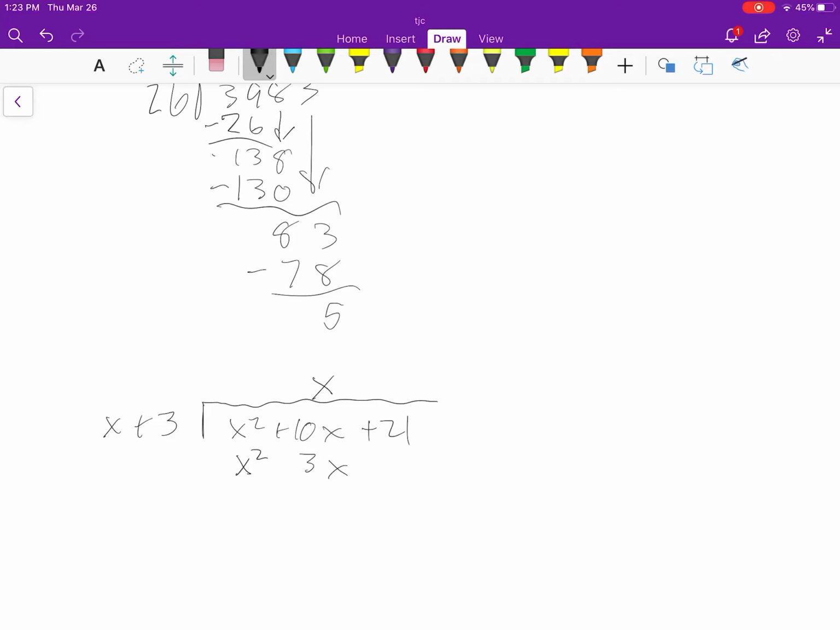Okay. And then we're going to do our subtraction, which is to change our signs. Notice these will cancel, which is what we want. If we've done it right, these will cancel. If not, then we need to change this x up on top here.